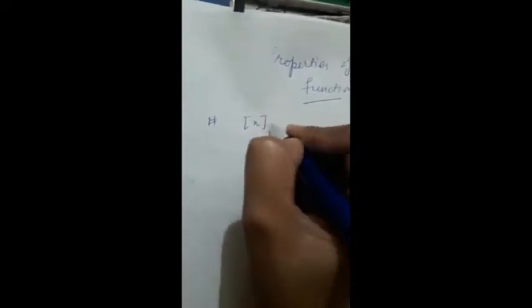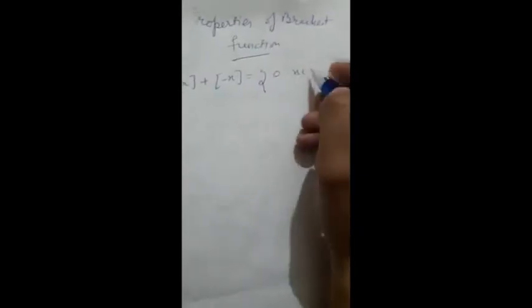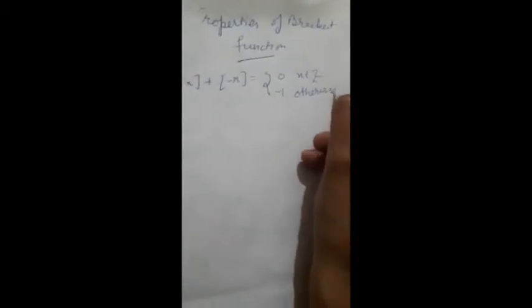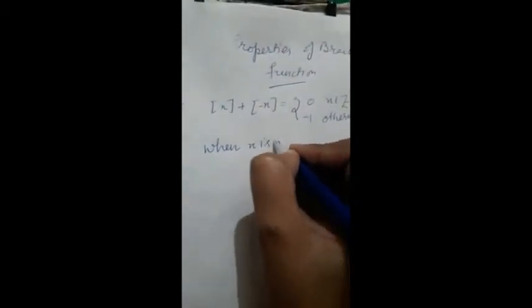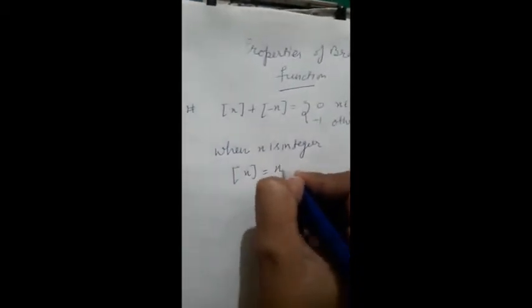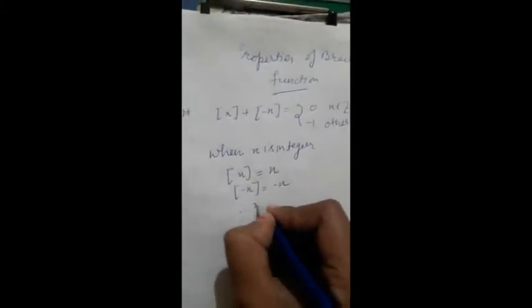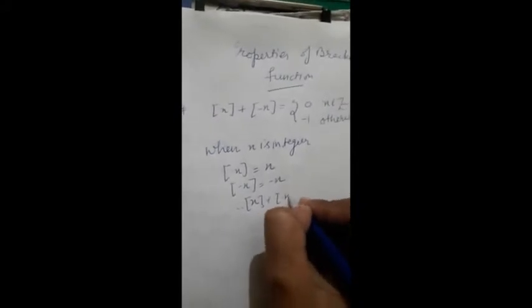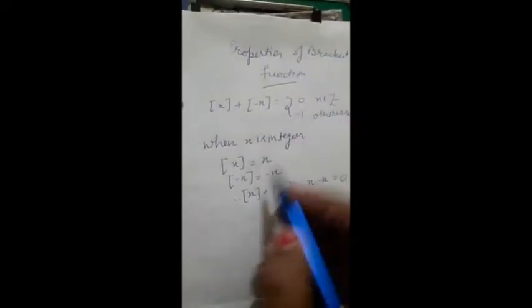So the next property we are going to prove is greatest integer x plus greatest integer of minus x. It is equal to 0 when x is an integer and minus 1 otherwise. So first we take the case when x is an integer. When x is an integer, then its greatest integer value comes out to be same as x, and greatest integer of minus x is minus x. Therefore, their sum, greatest integer x plus greatest integer of minus x, is x minus x, that is 0. Our first condition is proved.